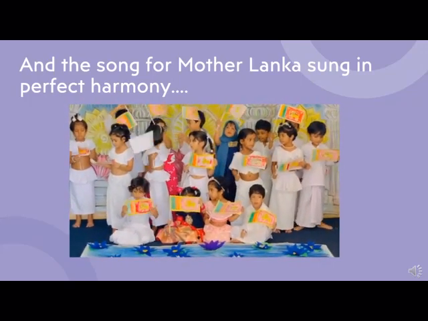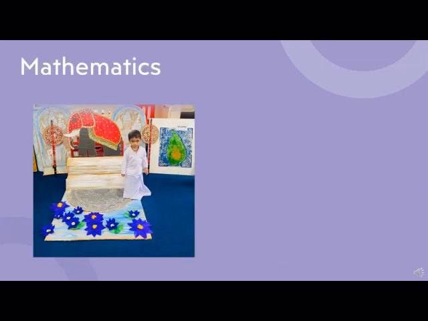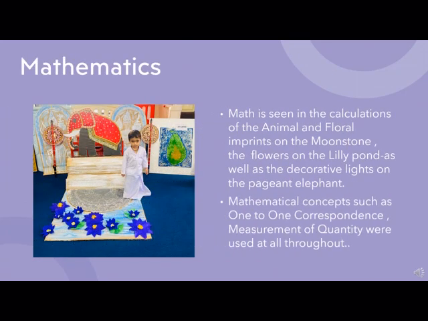Mathematics. Math is seen in the calculations of the animal and floral imprints on the moonstone, the flowers on the lily pond, as well as the decorative lights on the pageant elephant. Mathematical concepts such as one-to-one correspondence and measurement of quantity were used at all times throughout.